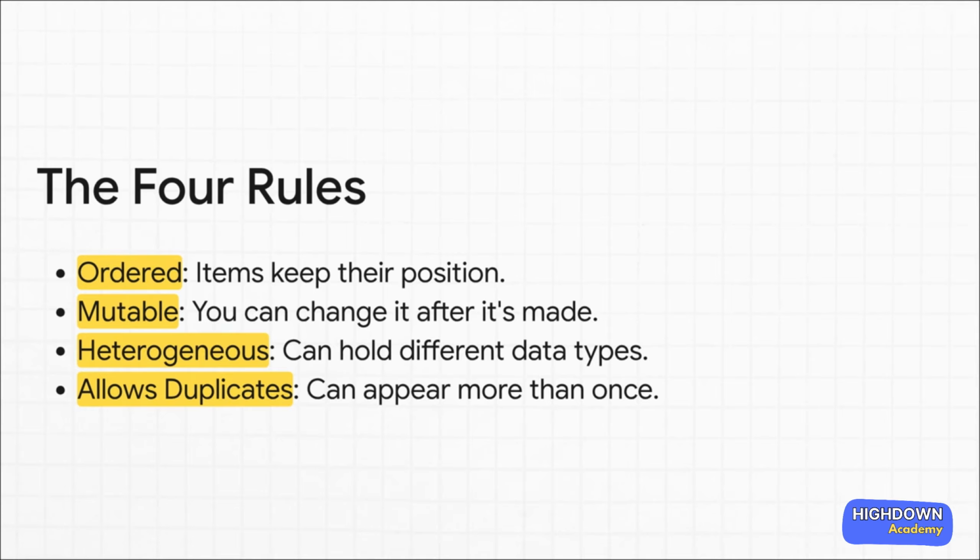Let's break those ideas down into 4 simple rules. First, they're ordered. That just means if you put milk first on your list, it stays first. Simple. Second, they're mutable. This is a big one. It means you can change the list after you've made it. You can add items, remove them, swap them out. Super flexible. Third, they're heterogeneous. That's a fancy word that just means you can mix and match different types of data. You can have text, numbers, whatever, all in the same list. And finally, lists allow duplicates. Need 2 cartons of milk? No problem, you can put milk on the list twice.